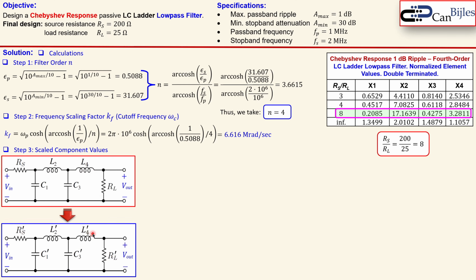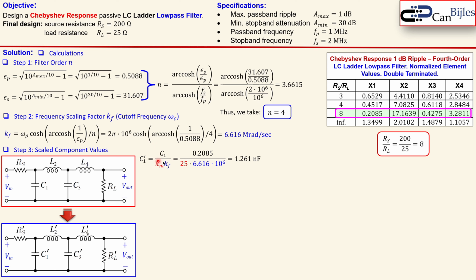You see all the primes here. You see here the RS prime, etc. That will be then scaled up values for the components. So it means the following: C1 will be scaled up to C1 prime, and this is the formula. You see here the Km, the magnitude scaling factor, and the Kf, which is determined in step 2.